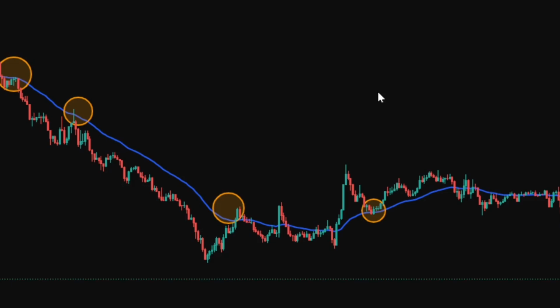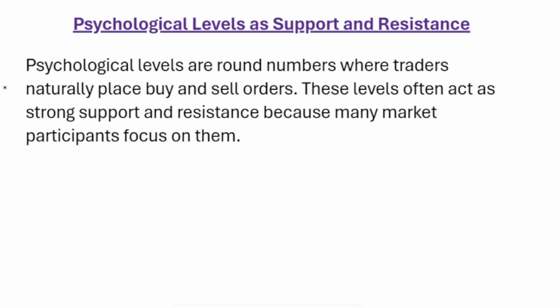Let us now look at the last one, psychological levels. So guys, I want you to be keen around these psychological levels of support and resistance, because this one is the most important thing of all. So psychological levels of support and resistance, what are they? These psychological levels are round numbers where traders naturally place buy and sell orders. These levels often act as strong support and resistance because many market participants focus on them.